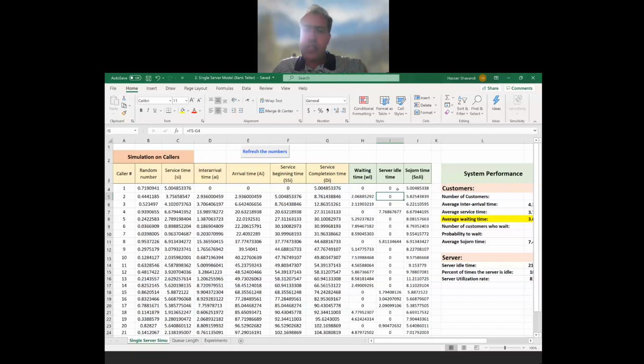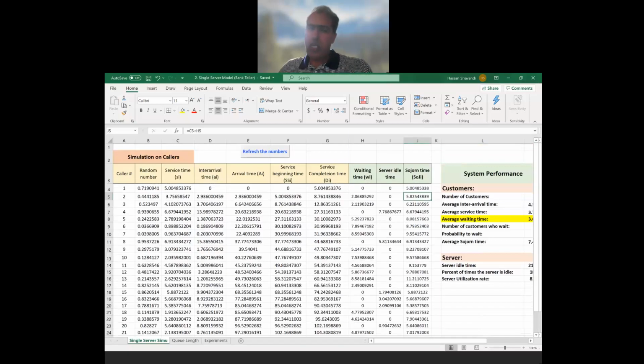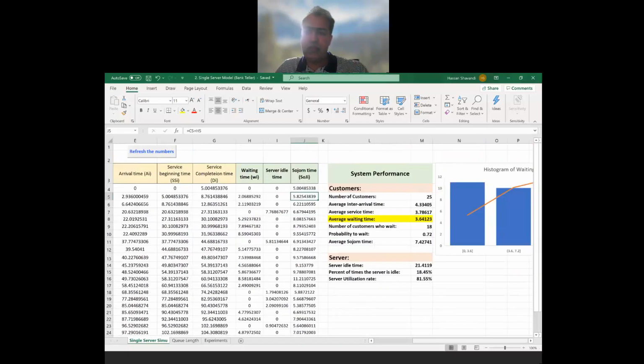The sojourn time for each customer is the total time that each customer spends in the system, and that will be C5, the service time, plus H5, the waiting time, right? By repeating these calculations for 25 customers, here we are simulating the system for 25 customers, and then we can calculate the performance measures. As you see here, we have the performance measures.